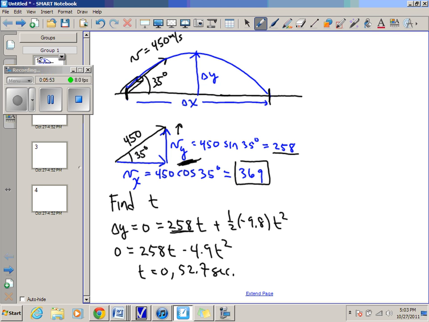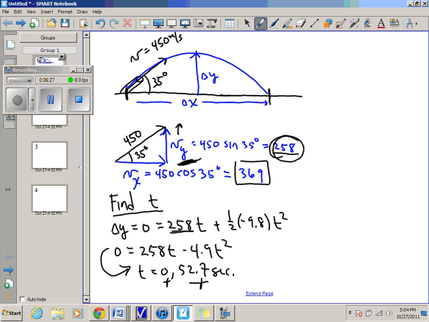Make sure you understand how I got from here to here. If there's any questions on that, let me know. Now, what does this mean? The 0 and the 52.7, these are the times that the cannonball's at the ground, right? It's at the ground at t equals 0, of course, that's when we begin, and then it lands after 52.7 seconds. Which means that the cannonball is going to be in the air for 52.7 seconds, about 53 seconds.